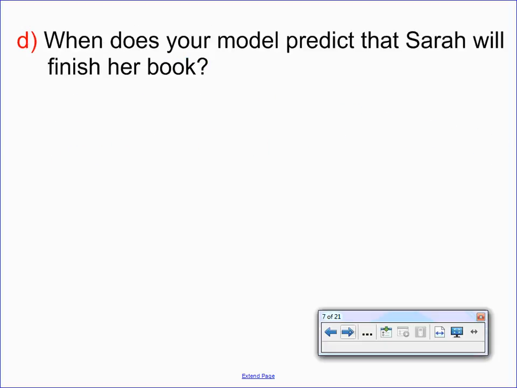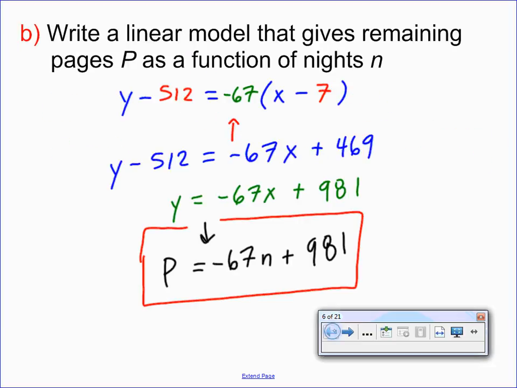All right, let's go ahead and finish it out then. When does your model predict that Sarah will finish her book? Well, what would be true about our model, p or n, when she's finished the book? Jacob? p equals 0. p would equal 0. There'd be no pages remaining when she finished her book.